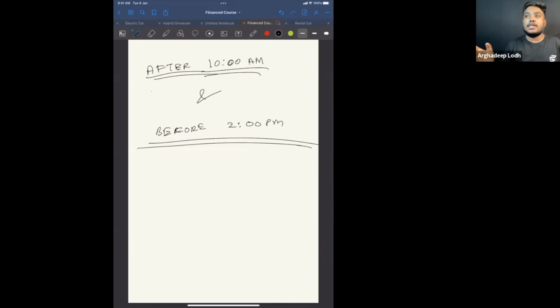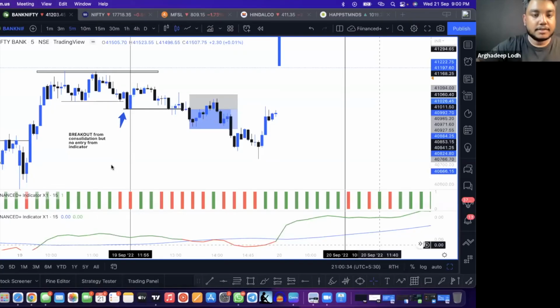See, other strategies can work after 2 PM. There can be specific strategies for after 2 PM. But in this particular strategy, take a trade after 10 AM and before 2 PM. Now, let's look at some more examples.